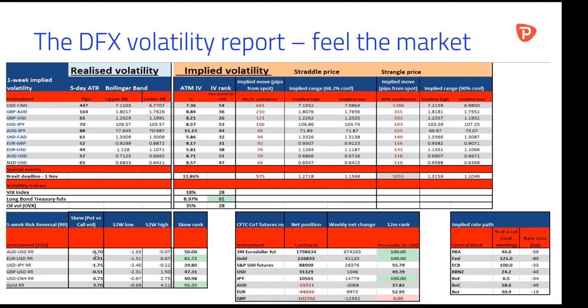We can see here that the Aussie dollar at the moment is skewed on 25 deltas, so a call with a 25% chance of being in the money and a put with a 25% chance of being in the money. And you can see here that the market is skewed to the downside. They see more downside risks in the short term in the Aussie dollar, and you can see that's around the 50th percentile. So it's in the mid-range, so it's not particularly high.